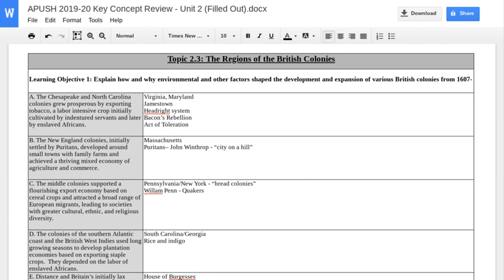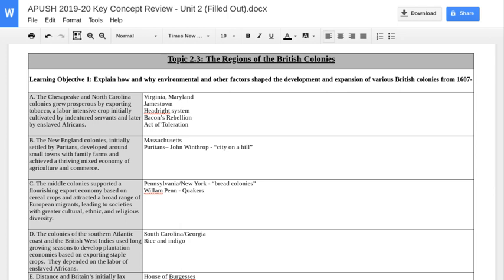Once again, this was on your summer assignment. We did it. You've got a chart on it. So, let's kind of briefly go through it. If you look at learning objective 1, explain how and why environmental and other factors shape the development and expansion of the British colonies. So the first thing that you have to take into consideration while you're studying this is, how does environment play into this? Well, it's all going to come down to more or less their economies.